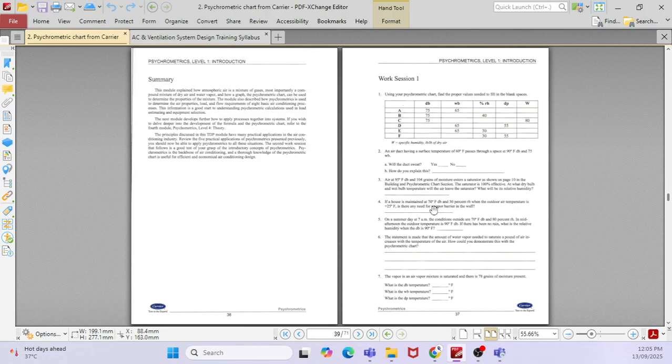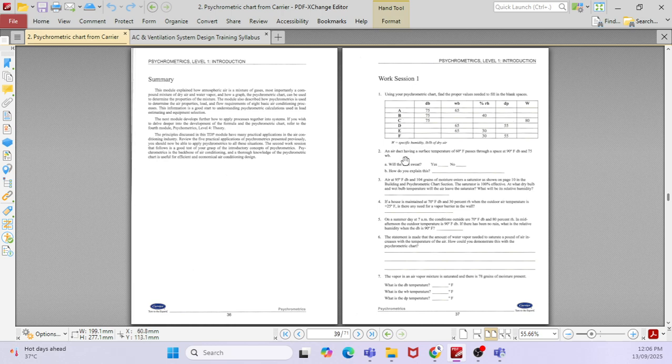And see, there are some sessions with sample questions. You can also practice some examples using the psychrometric chart. Find the proper values and fill in the blank spaces. If you know the dry bulb temperature and the wet bulb temperature, calculate the other values. Try to do some assignment.